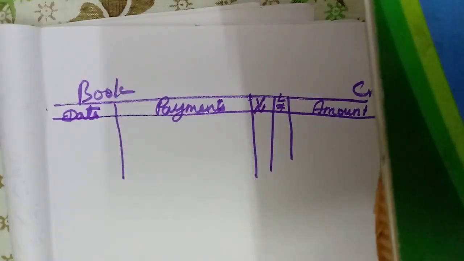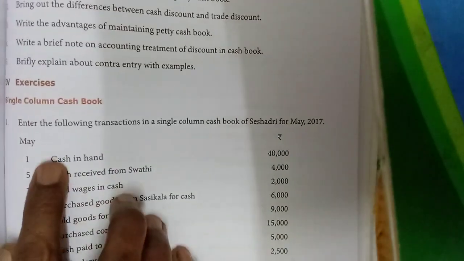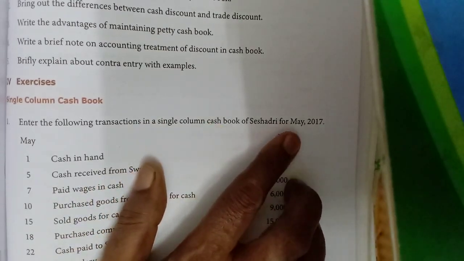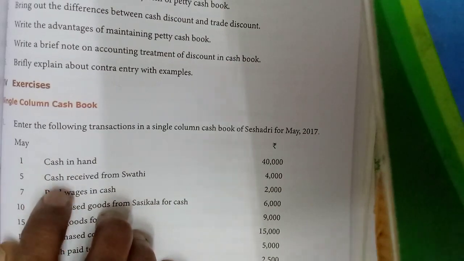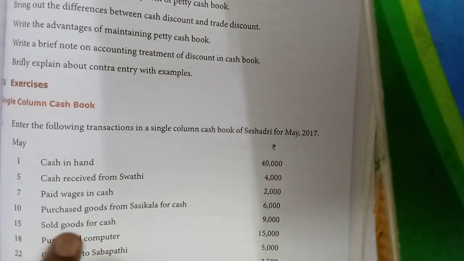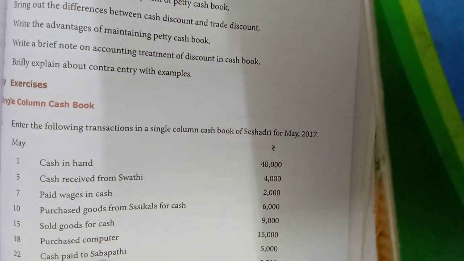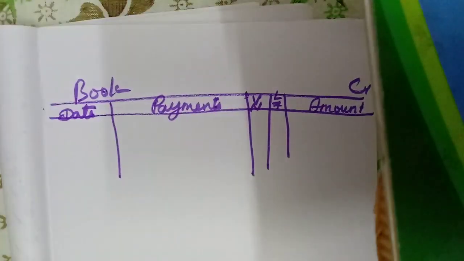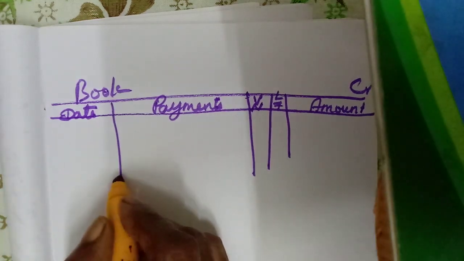Okay. So we will do the first exercise. Enter the following transactions in a single column cash book of Seshadri for May 2017. May cash in hand, cash received from Swati, paid wages in cash, purchased goods from Sasikala for cash, sold goods for cash, purchased computer, cash paid to Sabapati, paid salary, interest received. So we will do this. Same book we will use.